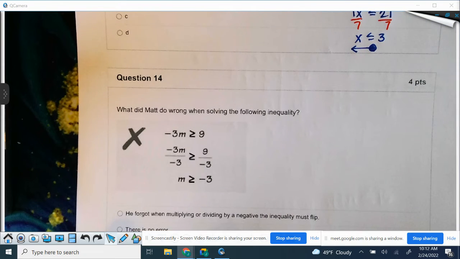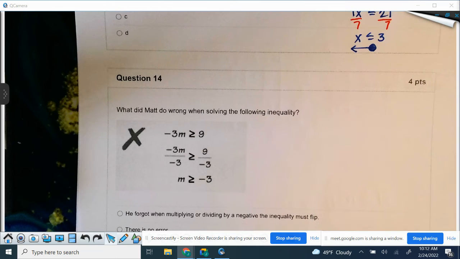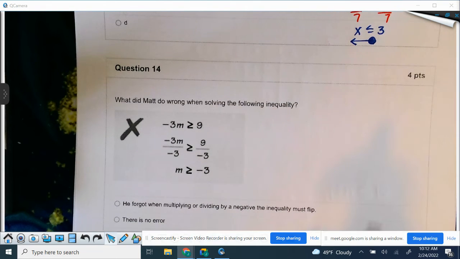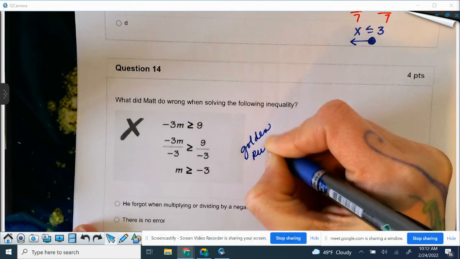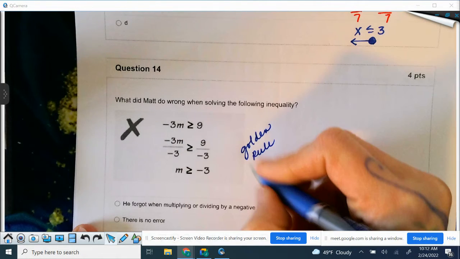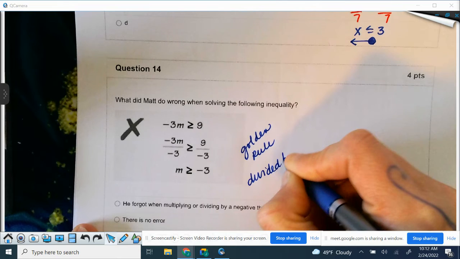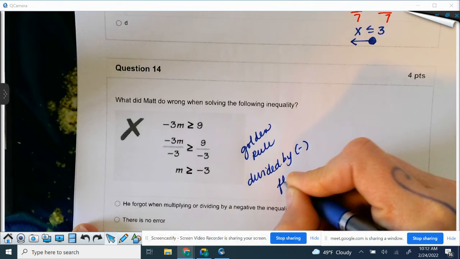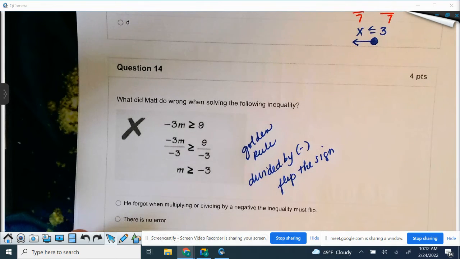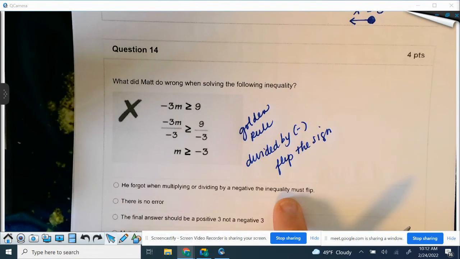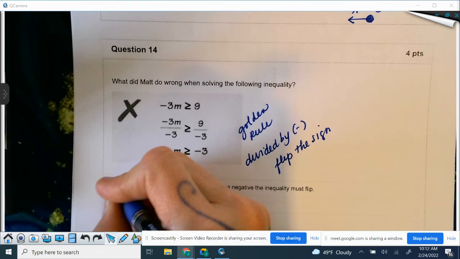Number 14, what did Matt do wrong when solving the following inequality? Hopefully this one wasn't too bad, because it wasn't necessarily a lot of solving. This is your golden rule again of inequalities. He divided by a negative, so you have to flip the sign. So you forgot, when multiplying or dividing by a negative, the inequality must flip, is our answer.